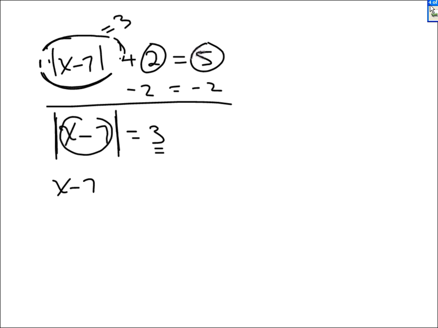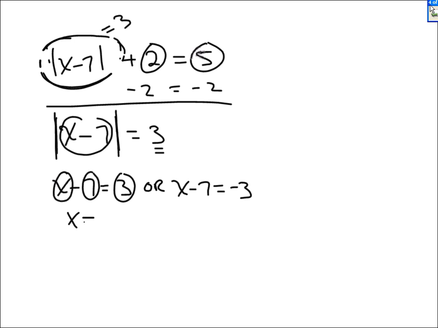So what's inside those brackets either equals 3 or equals negative 3. What take away 7 is 3? 10. 10 minus 7 is 3. The x is 10. What take away 7 is negative 3? 4. And you can work it out.